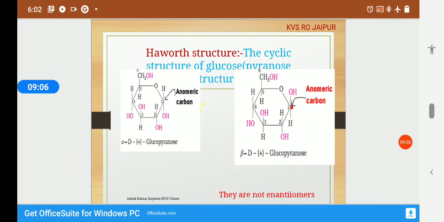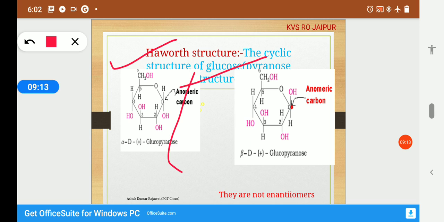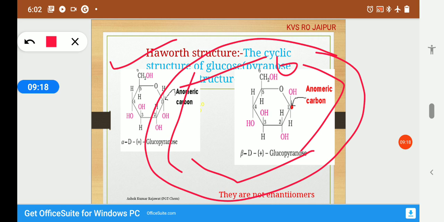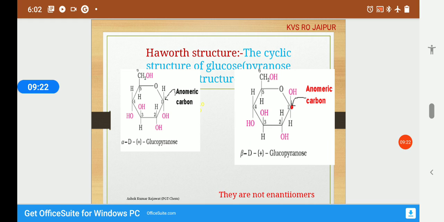Now, the cyclic structure of carbohydrates can be represented as a hexagonal ring structure. This representation in the form of a hexagon is called the Haworth projection formula. So the cyclic structure of glucose can be represented as a hexagonal ring structure. This ring structure is called the Haworth structure, like this.